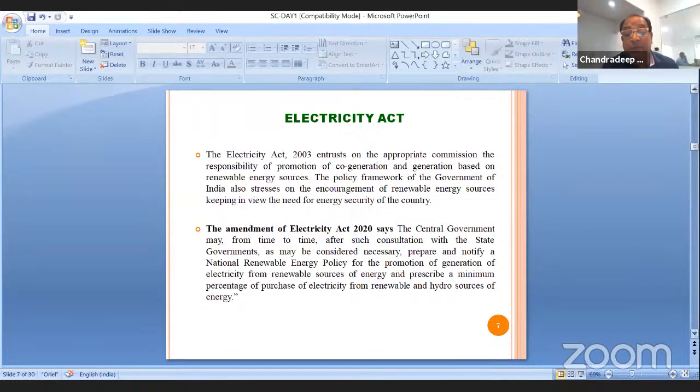You generate as well as you advise your DISCOM. In West Bengal, the DISCOM is the Calcutta Electric Supply Corporation, CESC, or the West Bengal State Electricity Board. I think in Mumbai, it is Tata Power. They are the DISCOM, and the Maharashtra State Electricity Board is also there. So they should buy that electricity.